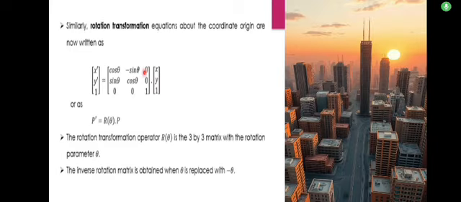The rotation transformation equation about the coordinate origin is p' = R(theta) · p. The rotation transformation operator R(theta) is a 3 by 3 matrix with the rotation parameter theta. The inverse rotation matrix is obtained when theta is replaced with minus theta.